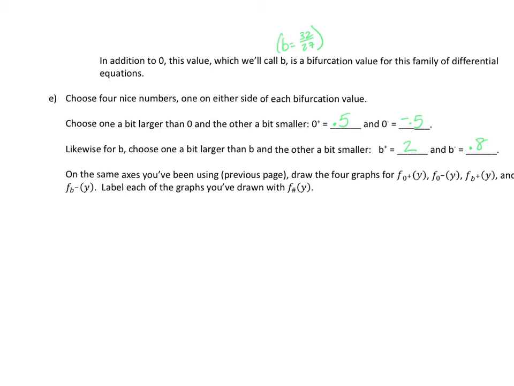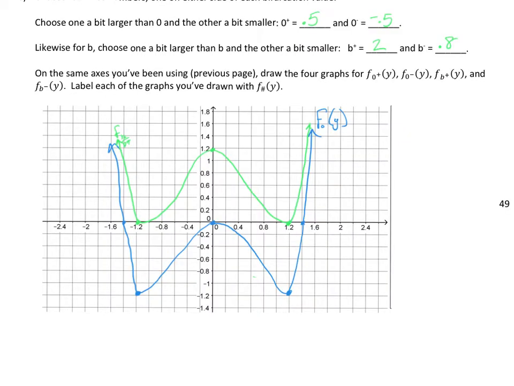Okay, so on the same axes we've been using from the previous page, I'm going to draw the 4 graphs for each value of mu. One a little bigger than 0, less than 0, bigger than B, less than B, and label them. Okay, so here are my original 2, f sub 0 in blue, and f sub 32/27 in green, which is the bifurcation value of mu. And now I'm going to graph 4 more. Okay, so I'll do them in all different colors.